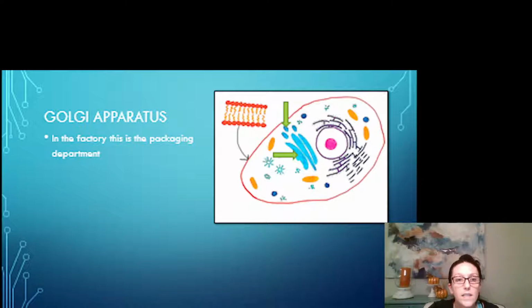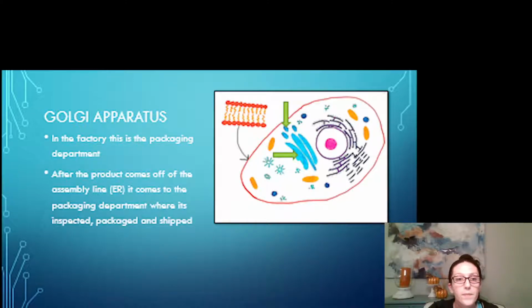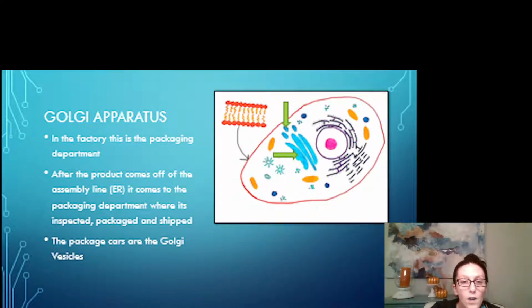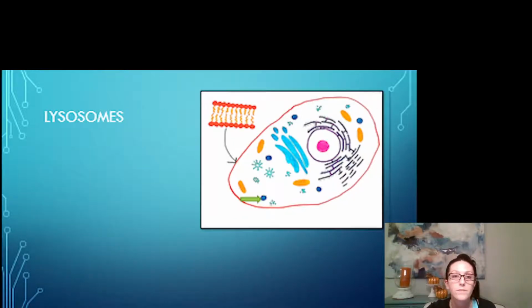In the factory, this is the packaging department. After the product comes off the assembly line or the endoplasmic reticulum, it comes to the packaging department where it's inspected, packaged, and shipped. The package cars are the Golgi vesicles.